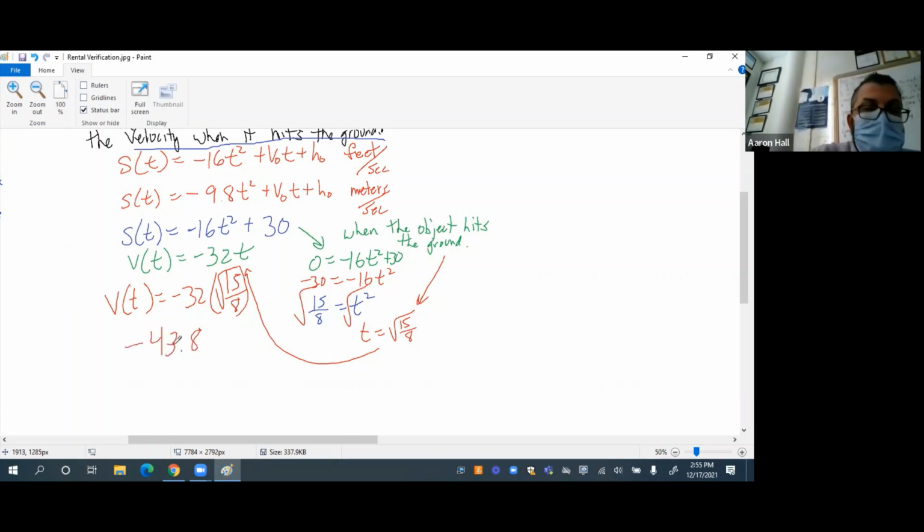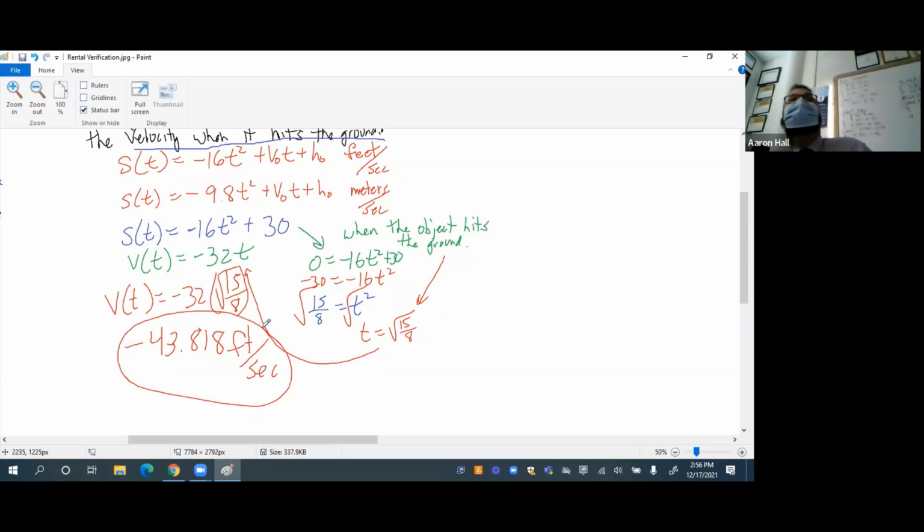Negative 43.882. Do you know what the rule is with an AP class or AP calculus, what the decimal needs to be? It's 3. What's 2 more? It went 7, 8, so we'll round up to 8. Okay. What are my units? Yeah, feet per second. Good. Nice.